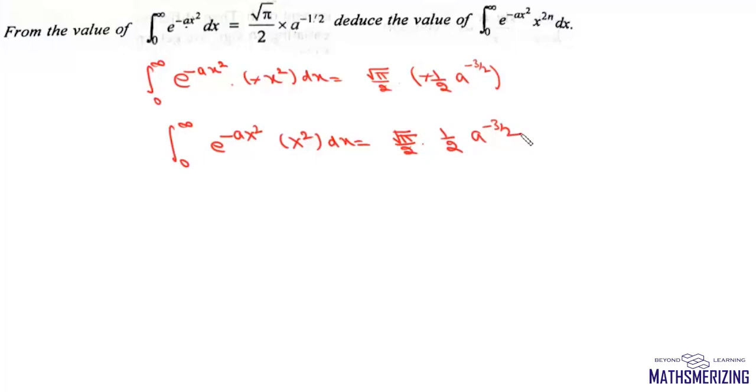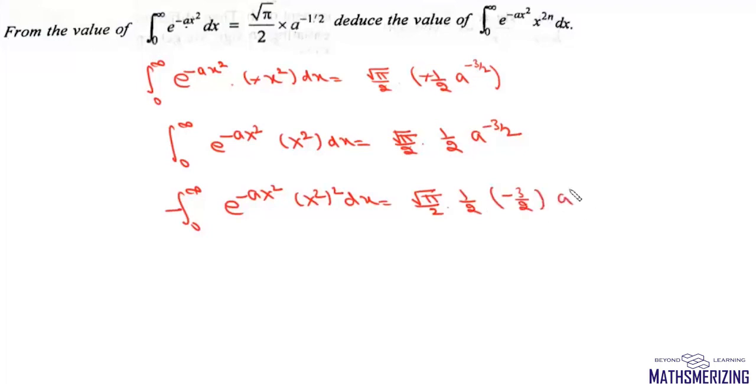Now we'll differentiate it again with respect to a. So we'll get 0 to infinite e to the power minus ax square and then x square whole square into minus dx, and it will be under root pi by 2 into 1 by 2 into minus 3 by 2 a to the power minus 5 by 2. Now here minus and minus again will cancel.